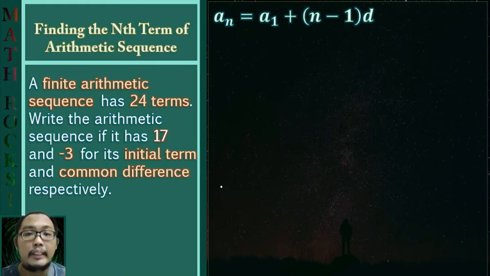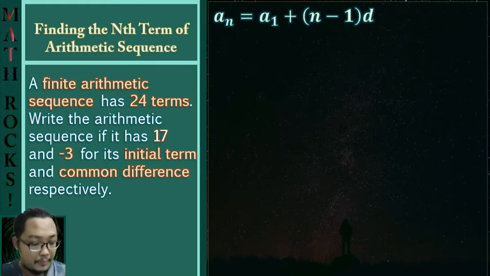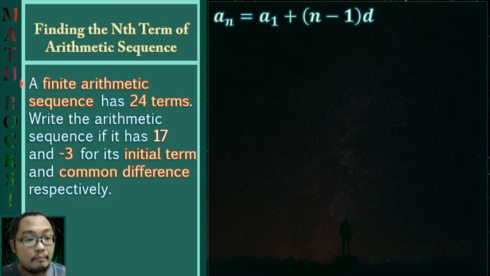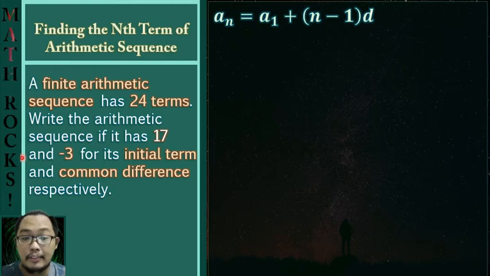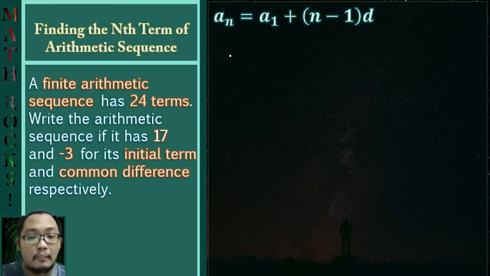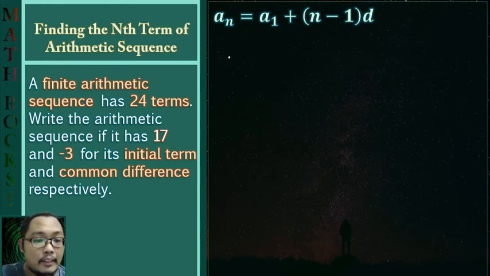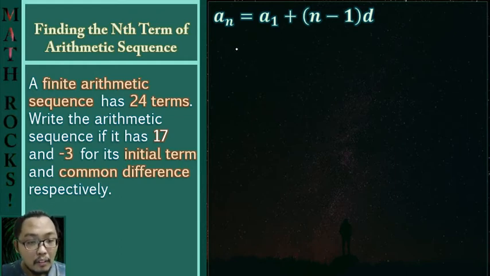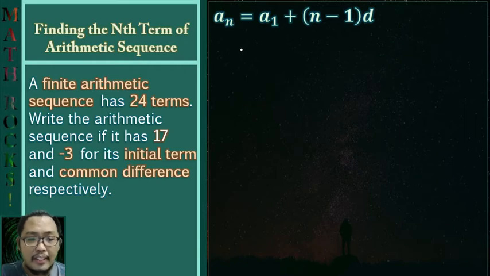And let us proceed with another example. So here we have this problem. A finite arithmetic sequence has 24 terms. Write the arithmetic sequence if it has 17 and negative 3 for its initial term and common difference respectively. So here, instead of just knowing one particular term in this problem, we have to write the arithmetic sequence instead. So having this information, the finite arithmetic sequence has 24 terms.